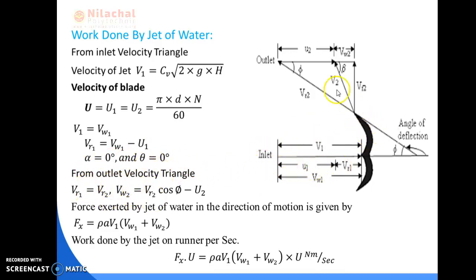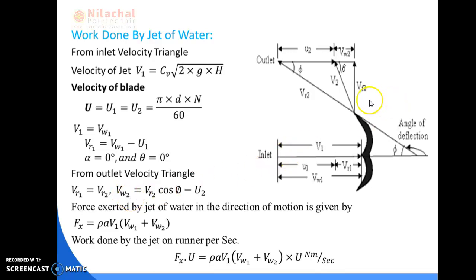Now from the velocity triangle at outlet: the buckets have a smooth surface, so the velocity with which the water strikes the splitter will be followed by the same value at the outlet. So Vr1 is equal to Vr2. From the triangle, we have Vr2 cos phi minus U2 is equal to Vw2.